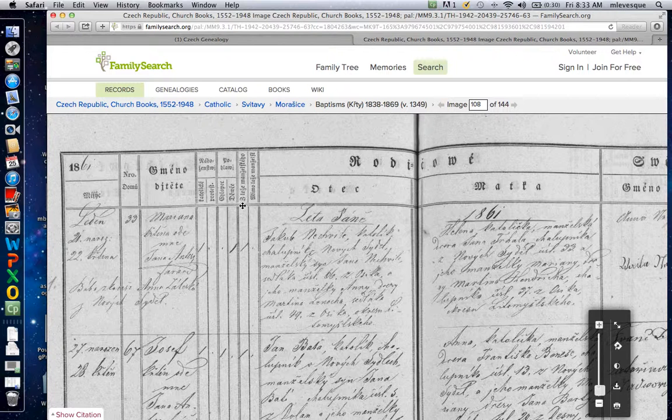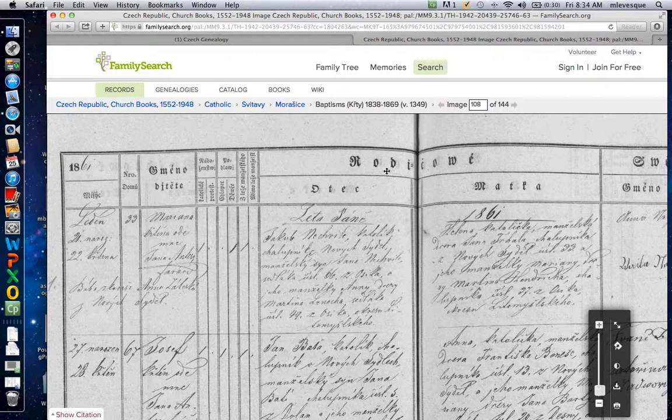The next column is whether it is a legitimate child or an illegitimate. Again, you can deduce when you get back into the earlier records with the very scrolly, loopy handwriting. You can't read these words up here, but you can figure out which column is which. If you have both a father and a mother, then the legitimate column would be checked. If you have only a mother, the illegitimate column would be checked.